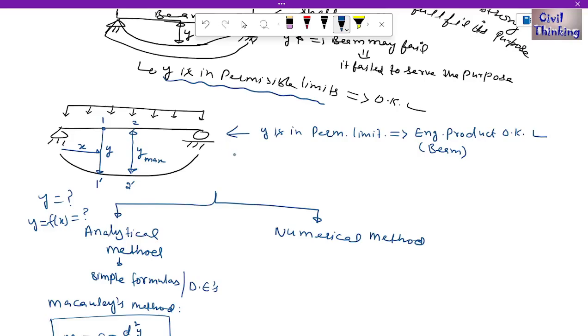Now if y is not in permissible limit, will we manufacture this engineering product? No, right? We will not. Why would we need it? Because if it is going to fail, it will not serve our purpose. So we have to do the analysis.